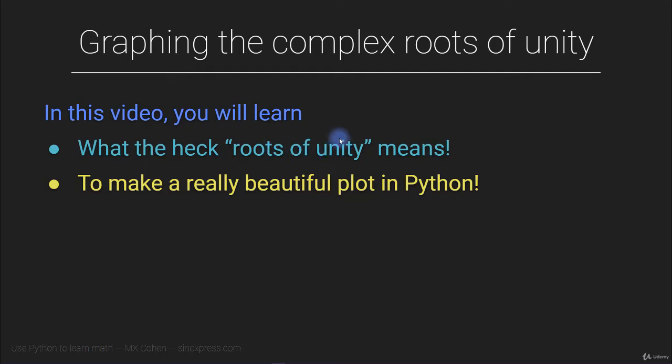And once you learn about the roots of unity algebraically, then I will introduce you to plotting and graphing the roots of unity, and that will lead to a really beautiful plot in Python. I think by the end of this video, you will see a nice example of the intersection between math and art. All right, so let's get started.